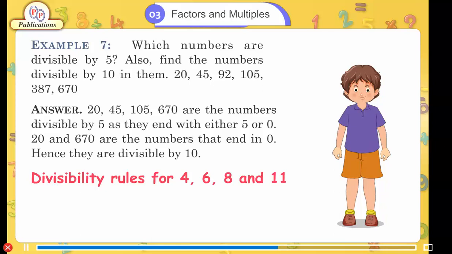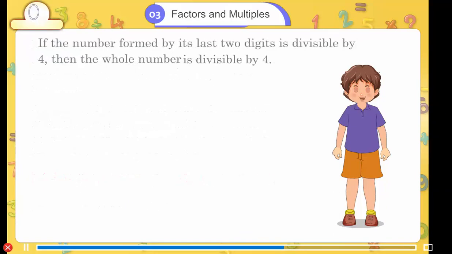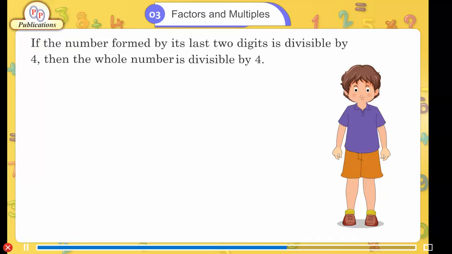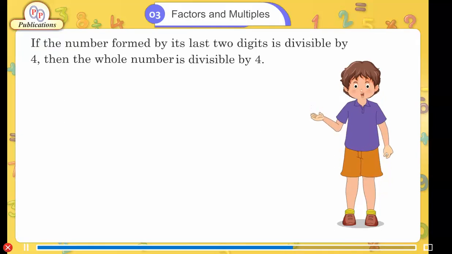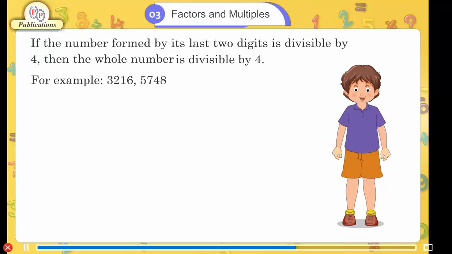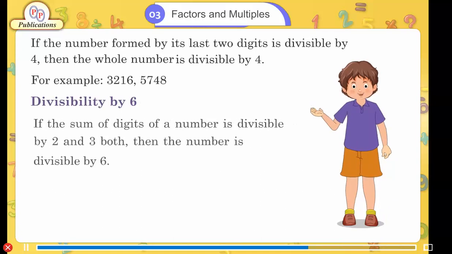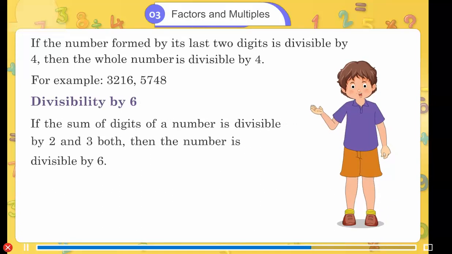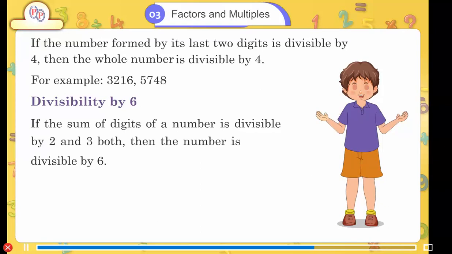Divisibility rules for 4, 6, 8 and 11. Divisibility by 4: If the number formed by its last 2 digits is divisible by 4, then the whole number is divisible by 4. For example, 3216, 5748. Divisibility by 6: If the number is divisible by 2 and 3 both, then the number is divisible by 6.